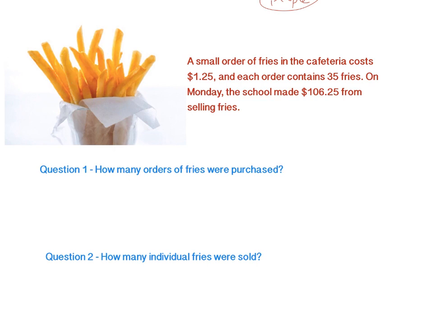If you wanted to sketch a little picture of French fries in your notes, it probably wouldn't be a bad idea. It might help you remember what's going on. So let's say a small order of fries in the cafeteria costs $1.25, and each order contains 35 fries. On Monday, the school made $106.25 from selling fries.